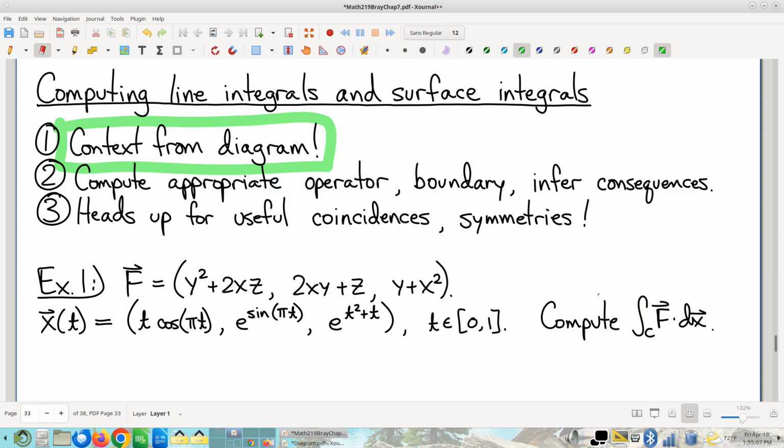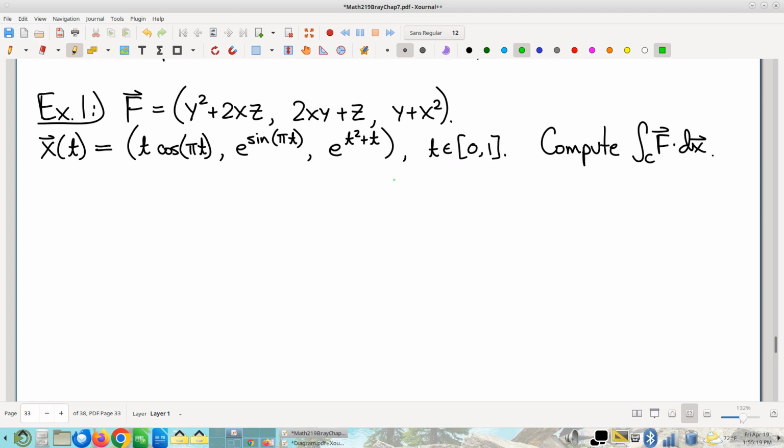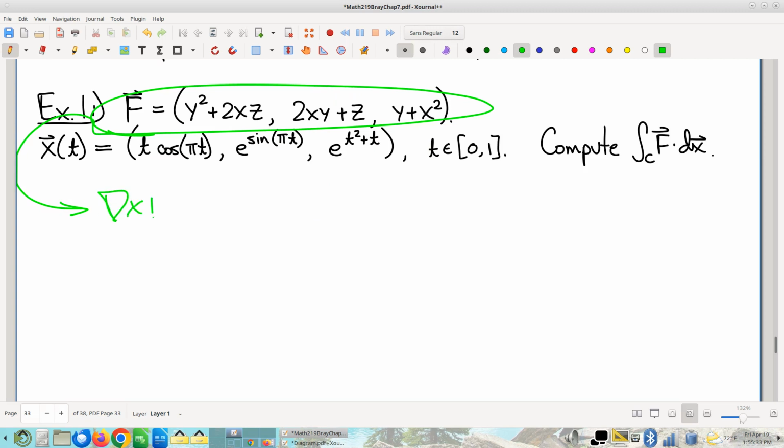And by the way, notice that we've established our context. We've established that we're going to compute the appropriate operator and boundary. And now we're going to think about what our consequences are going to be from that. Okay, here we go. I already forgot my color choices. Okay, let's see here. So we're going to compute for this vector field the curl.